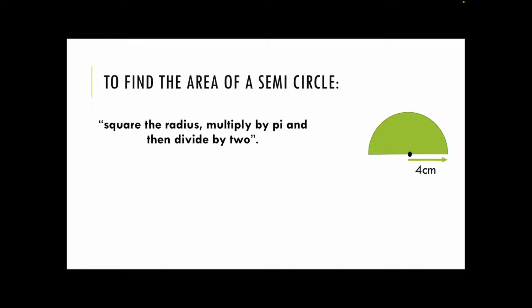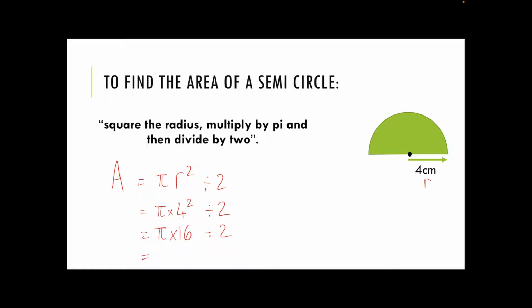To find the area of a semicircle, we square the radius, multiply by pi, and then divide by 2. So here our radius is 4 centimetres. So area is pi r squared and then divide by 2. So we square our radius first of all. So we're going to have pi times by our 4 squared and then divide it by 2. So our 4 squared is 16.